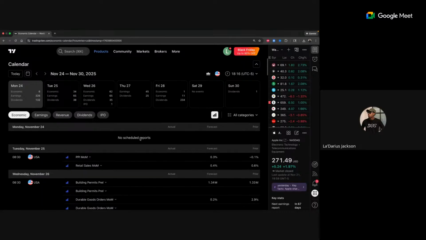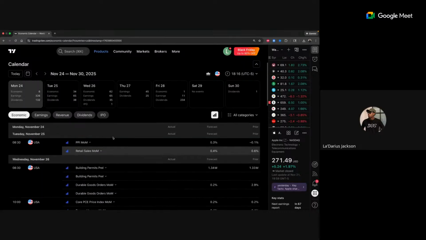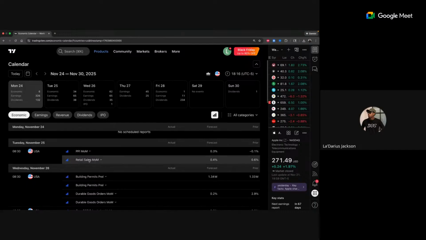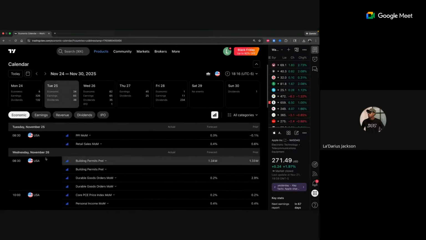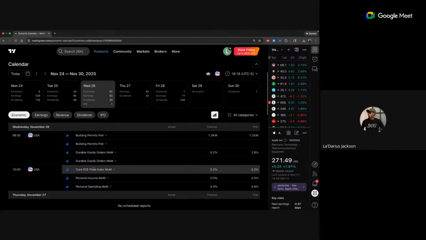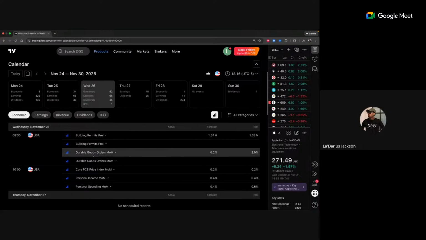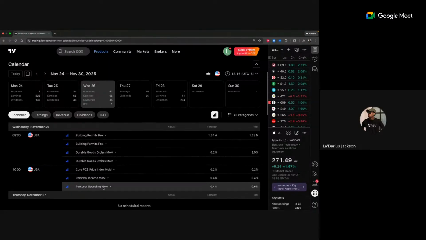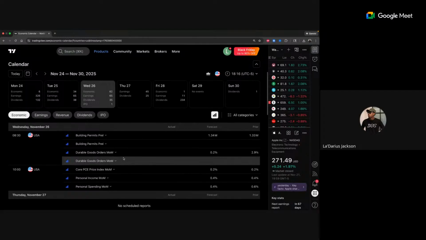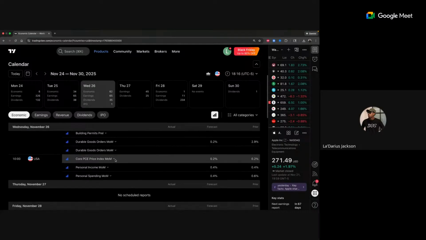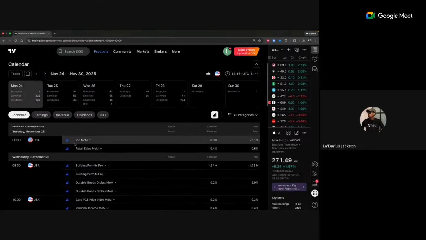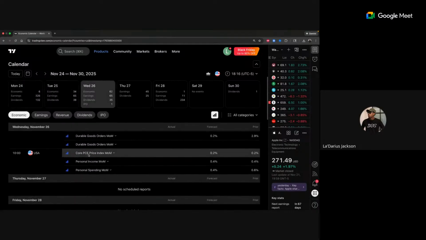So what we can see on Monday, no major scheduled reports. Tuesday we do have PPI month over month and retail sales month over month. On Wednesday, we have a few things coming out. We have PCE, which I think is going to be the biggest thing, in my opinion. We also have durable goods orders, personal income month over month, and personal spending month over month. Yep, I'm looking at that too, Mark. But I'm thinking that the PCE is going to be the biggest thing. You got PPI on Tuesday. Biggest thing on Wednesday is going to be PCE.